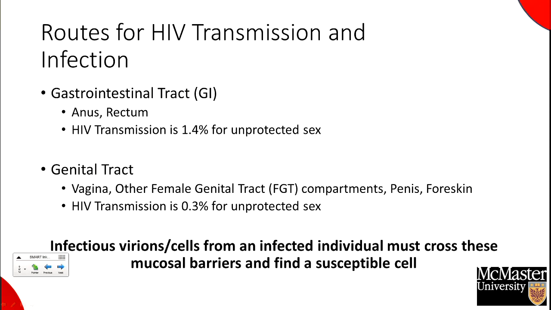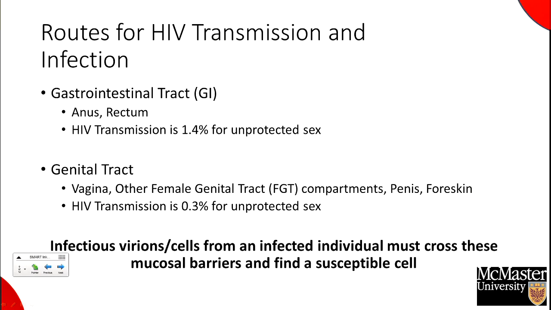Another topic that's constantly discussed is the route of transmission. The most common route of transmission for HIV is sexual intercourse. During anal intercourse, it's the GI tract, the anus and the rectum. And during vaginal intercourse, it's the vagina and other components of the female genital tract. A number of studies have indicated that the rate of transmission is different between the two barriers. Anal sex has a greater rate of transmission.